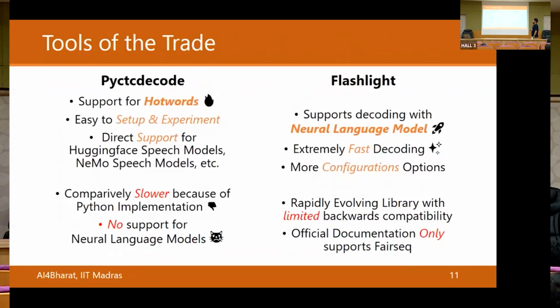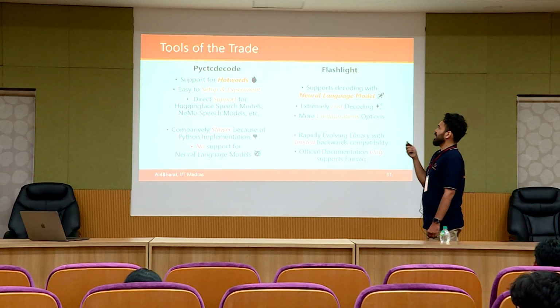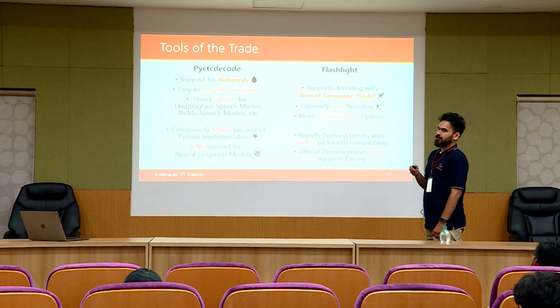Now coming to the tools that we use for beam search decoding along with a language model. There are 2 popular tools. One is the very recent PyCTC decode, and one is a Flashlight-based beam decoder, which are both very popular in industry. PyCTC decode has some advantages, like it has support for hot words.